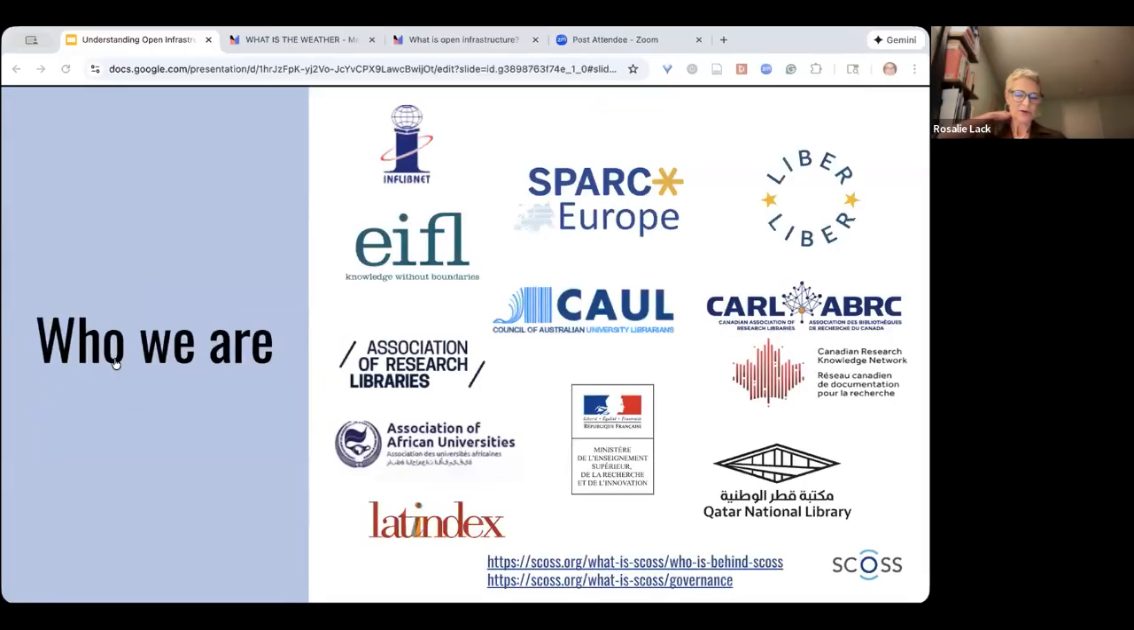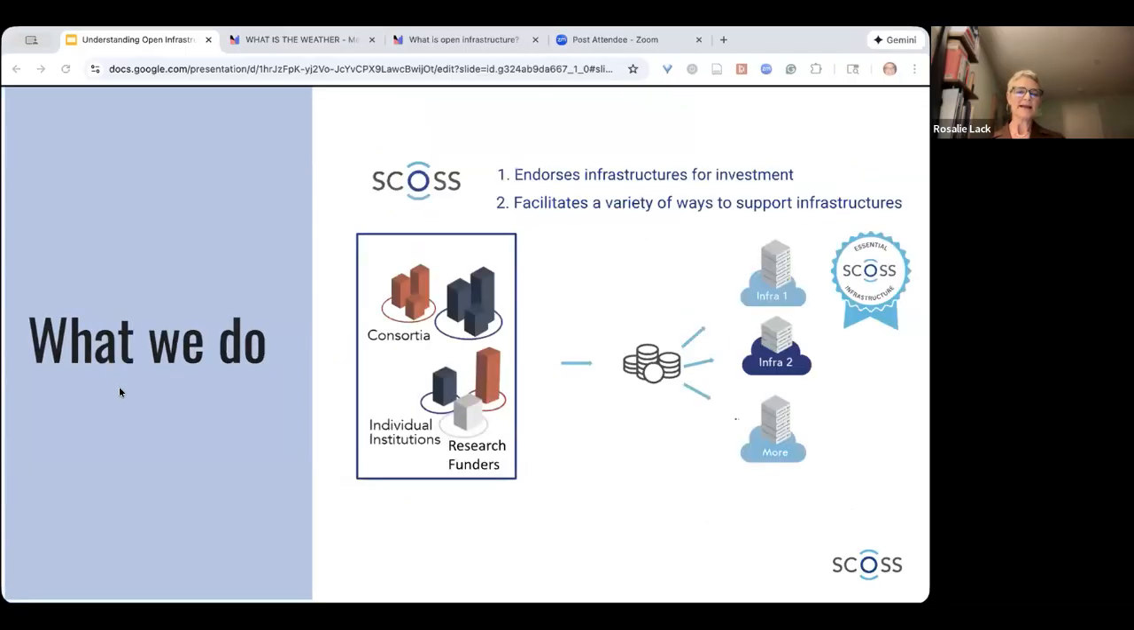And SCOSS is a global organization that has a global reach and impact. So these are the different organizations that work with us from all across the world. To understand the SCOSS model of how all this works, first we identify and then endorse infrastructures that are critical for open science. So how that works is that open infrastructures apply to SCOSS every year to become SCOSS endorsed infrastructures. Those infrastructures I showed you earlier were all SCOSS endorsed infrastructures.